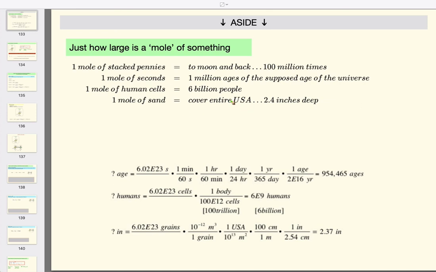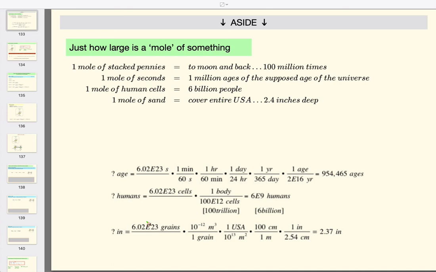As a quick aside, I wanted to show you how I calculated those, just as an illustration of how powerful dimensional analysis is. Let's consider, for example, the number of people you could make from human cells. How many humans could you make starting with 6.02 times 10 to the 23 cells, Avogadro's number of cells? Biology books would tell us there's 100 trillion cells in the human body, and therefore you could make 6 times 10 to the 9th humans, or 6 billion humans.